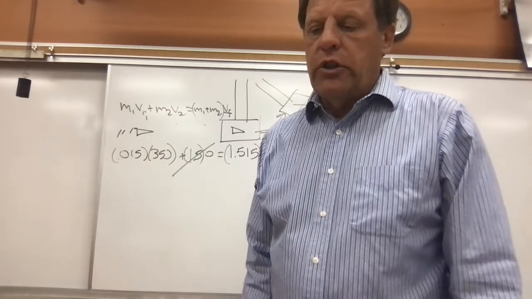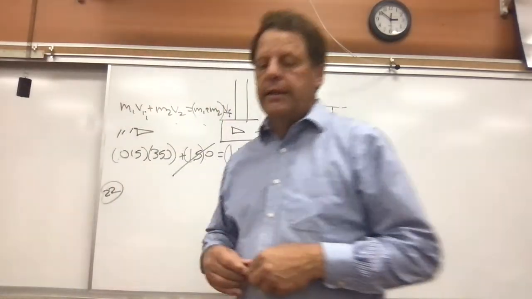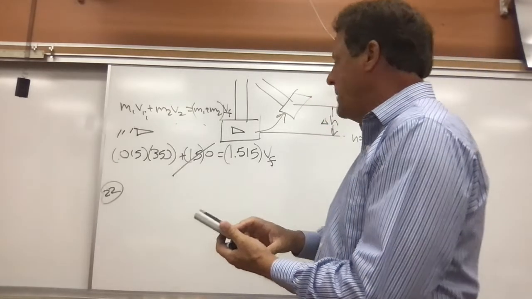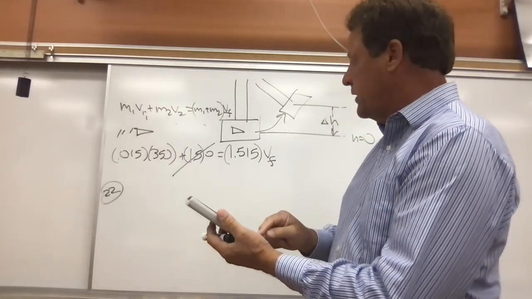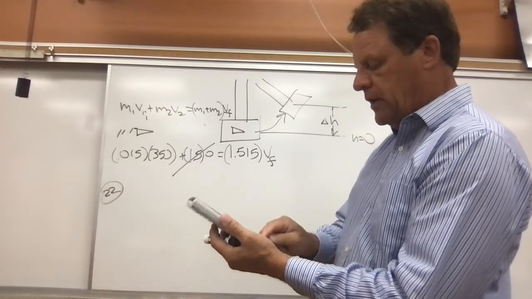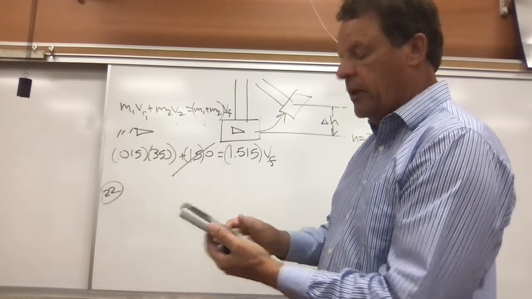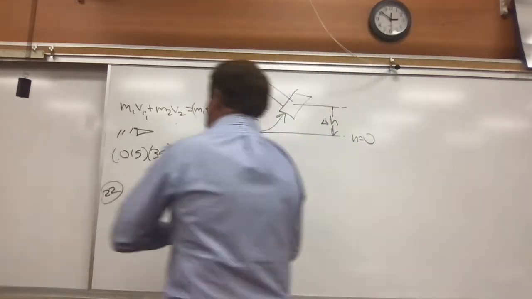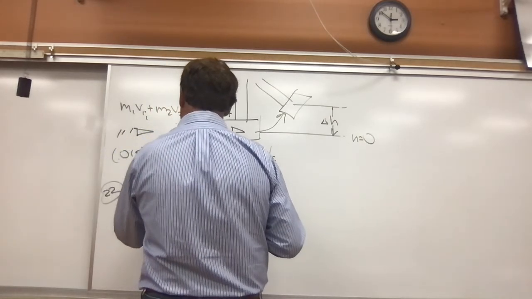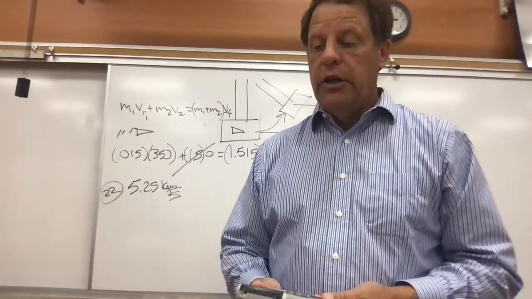Now, in question number 22, it's really just asking for our initial linear momentum, which is going to be just the mass times velocity of the bullet, 0.015 times 350. And that's going to give us 5.25. So 5.25 kilogram meters per second is going to be our initial momentum.